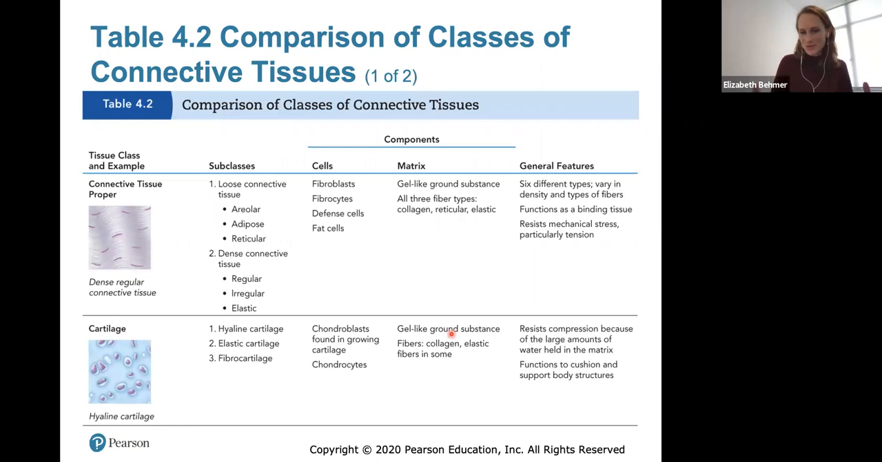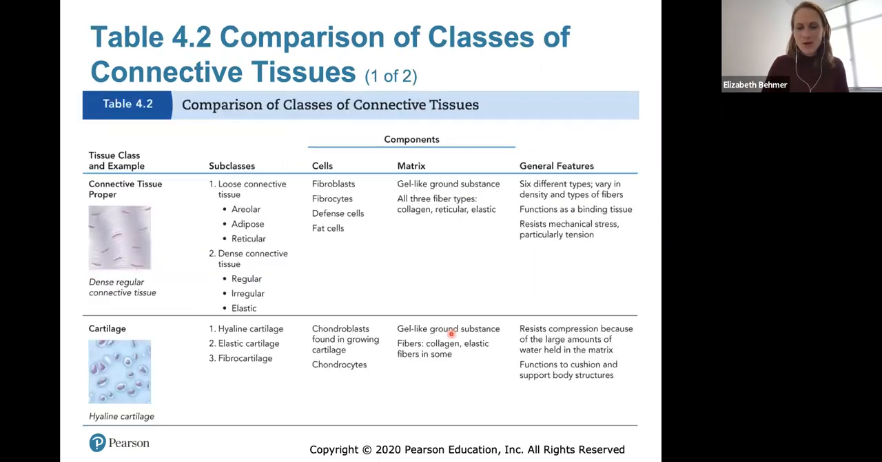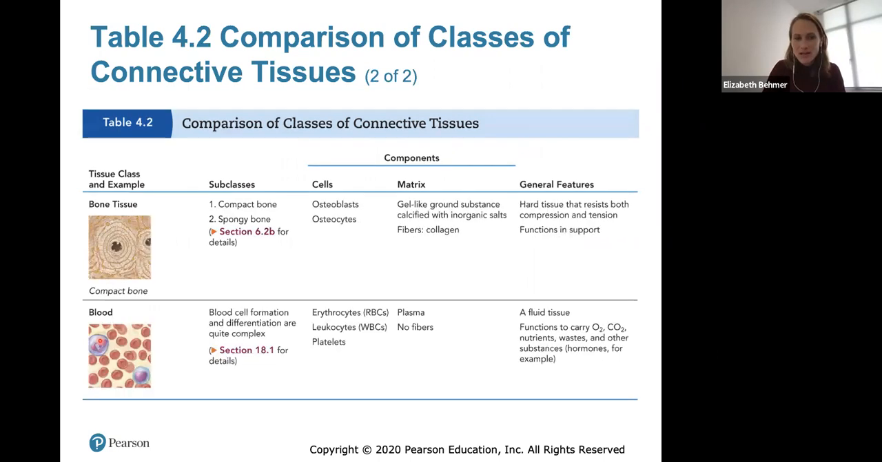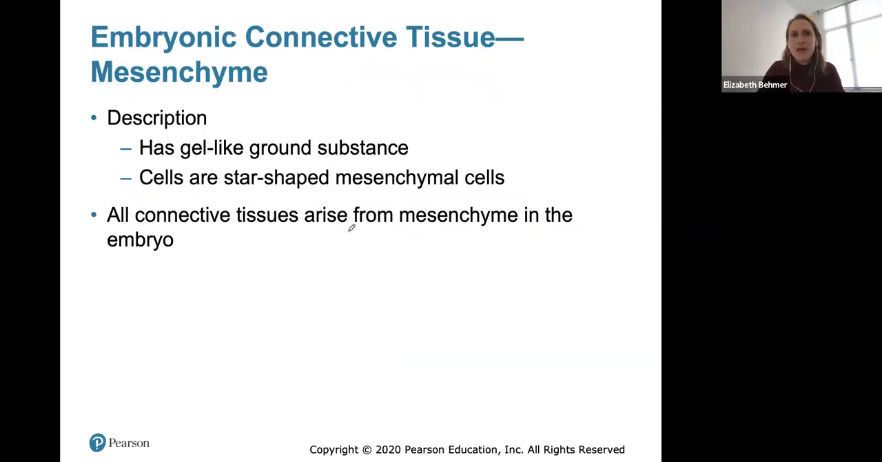So we're going to go through these connective tissues now. This chart is a great look at the 4 basic classes of connective tissue: the connective tissue proper, cartilage, bone, and blood. And then we'll go over each one in a little more detail. So connective tissue proper, really simply put, can be loose or dense. We'll go over areolar, adipose, reticular, and then dense irregular, dense regular, and elastic.